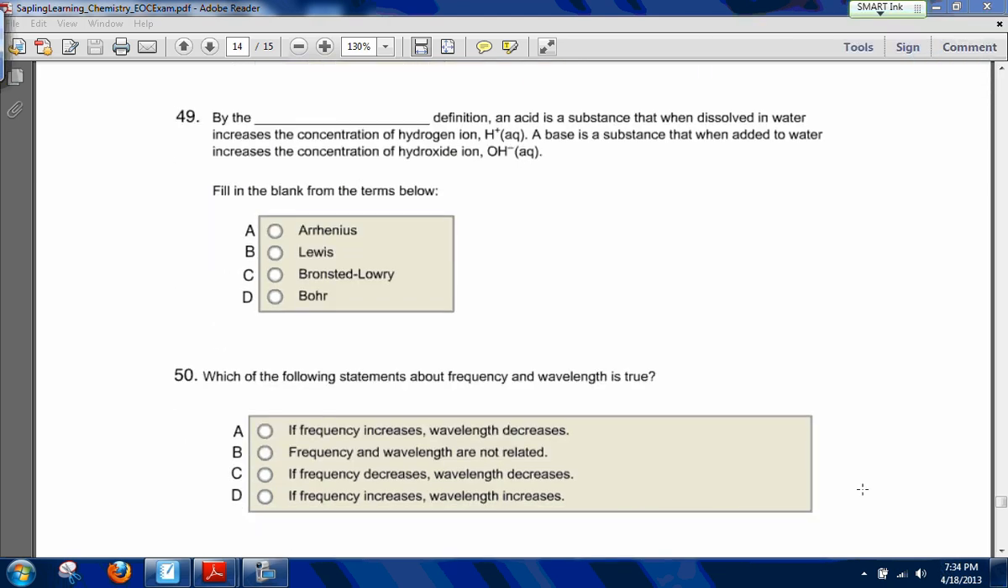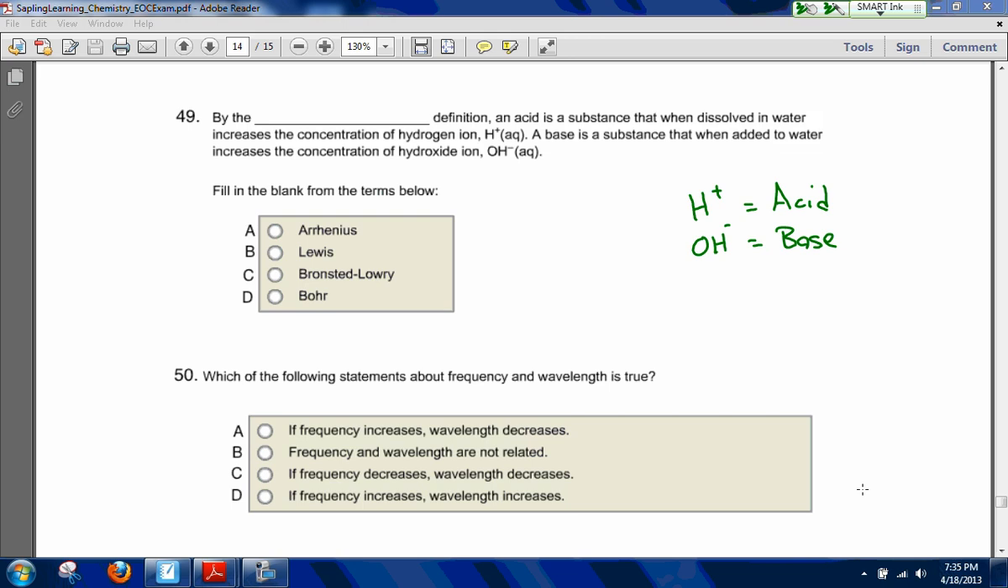Okay, 49. By the blank definition, an acid is a substance that, when dissolved in water, increases the concentration of hydrogen ion or H plus aqueous. A base is a substance that, when added to water, increases the concentration of the hydroxide ion. When we were talking about acids and bases, we had three definitions: the Arrhenius, the Bronsted-Lowry, and the Lewis. The Arrhenius is the most general. That's the one that just said that if there's more H plus, it's an acid. If it's more OH minus, it's a base.